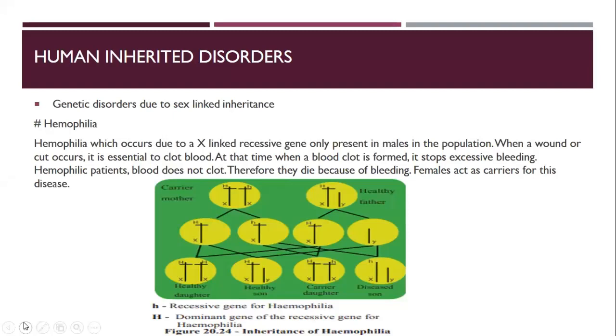Now we'll be talking about human inherited disorders. Genetic disorders due to sex-linked inheritance. Hemophilia. Hemophilia occurs due to an X-linked recessive gene and is mostly present in males in the population. When a wound or cut occurs, it is essential to clot blood. At that time, when a blood clot is formed, it stops excessive bleeding. Hemophilic patients' blood does not clot, therefore, they die because of bleeding. Females act as carriers for this disease.